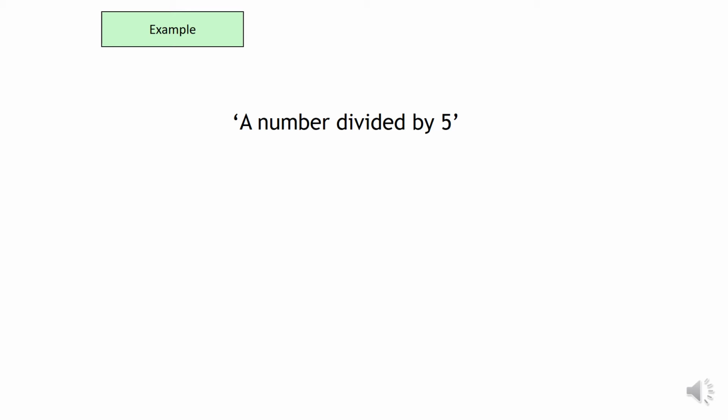What about this one here? A number divided by 5. So we're going to call our number n again. And n divided by 5, we could write n divided by 5 or n over 5. The algebraic way to put it correctly is n over 5. It's the same thing as saying a number divided by 5.